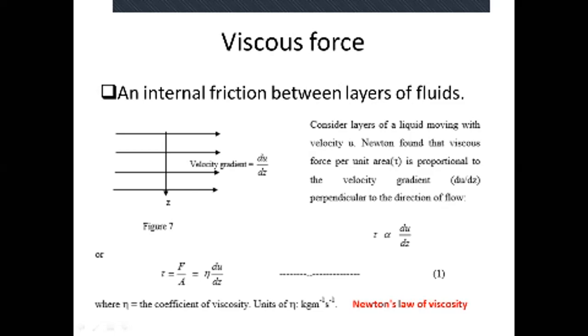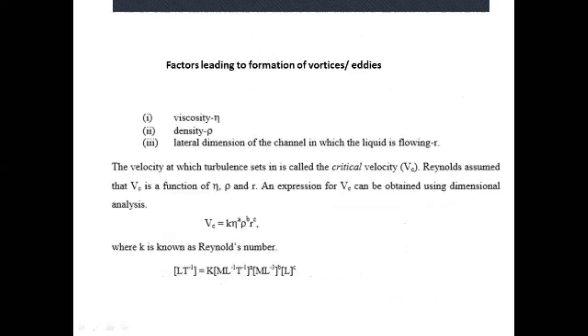And the equation is given. It's a very important equation. We shall revisit it much later. But this is Newton's law of viscosity, where this symbol here, mu, represents the coefficient of viscosity, and the units you can see here. So it's basically the force per unit area, which, when you remove the proportionality sign, will be mu du/dz.